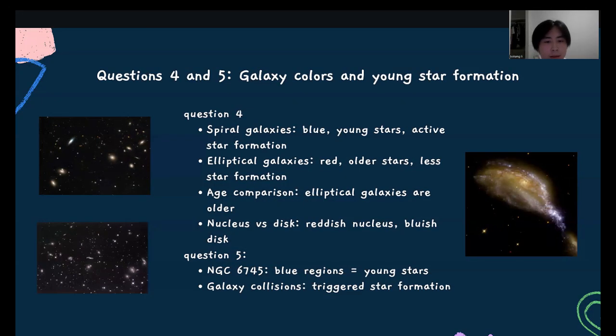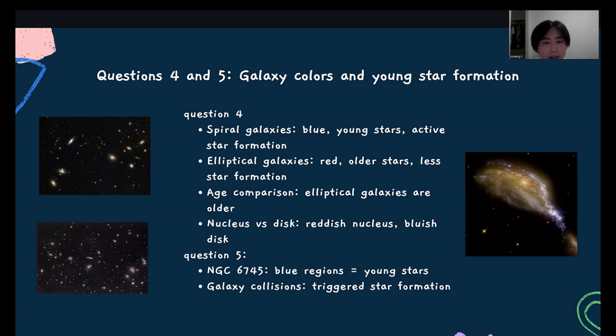Next are questions 4 and 5 in the Hercules cluster of galaxies. Spiral galaxies tend to be bluish white, indicating active star formation, while elliptical galaxies are reddish yellow in color and consist mainly of older stars. Spiral galaxies are usually younger than elliptical galaxies, and the reddish spiral nuclear spheres and the bluish disk indicate more young stars in the disks.